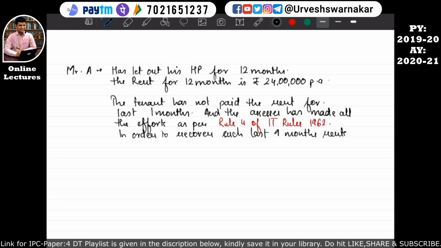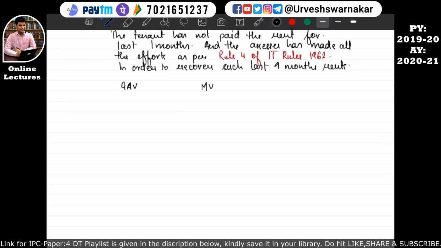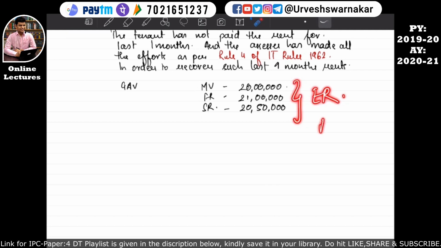So in this case, how will GAV be calculated? GAV will be calculated based on municipal value, fair rent, standard rent. The municipal value given in the question is 20 lakhs, fair rent 21 lakhs, standard rent 20 lakhs 50,000. So basically the question has given all these details of municipal value, fair rent, standard rent. Out of this we have to calculate the expected rent and then we have to compare the expected rent with the actual rent. Whichever is higher will become our GAV.